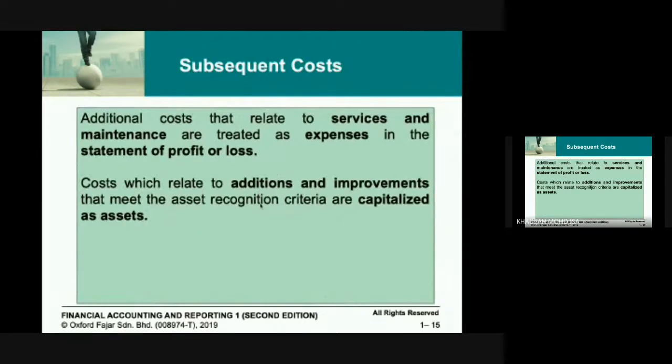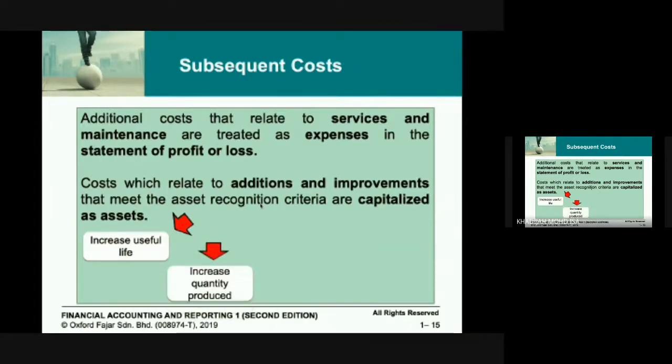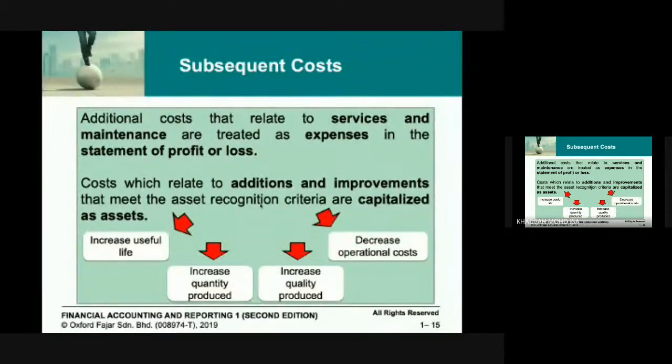Costs which relate to additions and improvements that meet the asset recognition criteria are capitalized as an asset. So there are two types of expenses here. We call them capital expenditure and revenue expenditure. So anything that is an addition or improvement to the asset, we call it capitalized expenditure. For example, expenditure that will increase the useful life, expenditure incurred to increase the quantity produced, increase the quality, not only the quantity but also the quality, and also decrease operational costs.